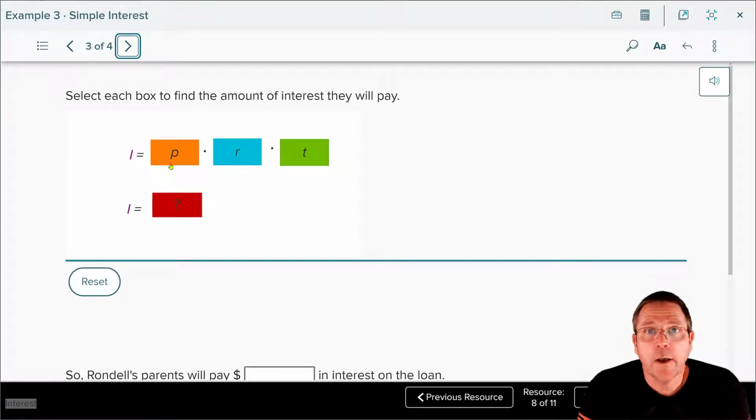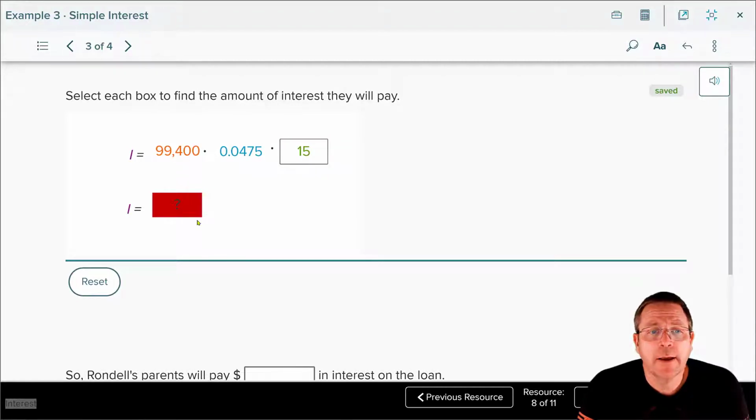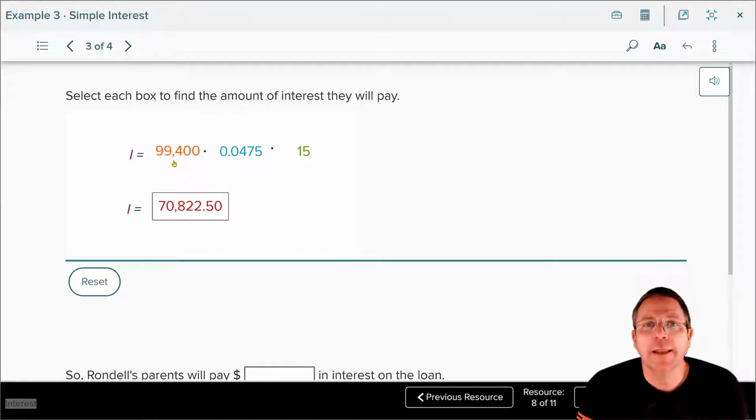Now, let's find out how much interest they're going to pay. The principal was $99,400. The rate, that was 0.0475, and the time is 15 years. And when you multiply all those things together, that's going to be $70,822.50. They pay almost as much as they borrowed in interest for borrowing that money.